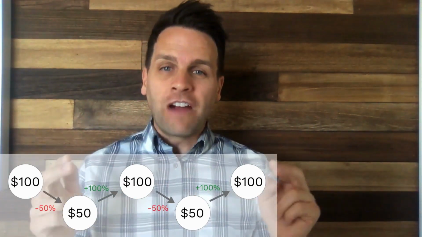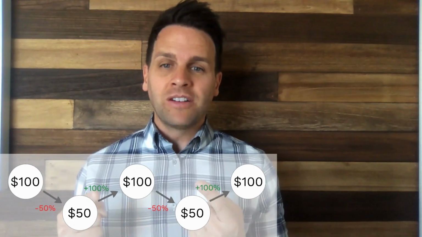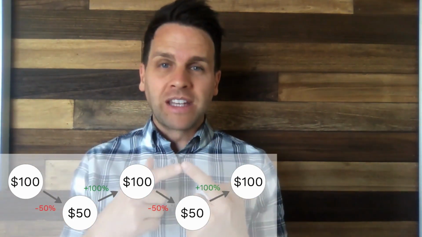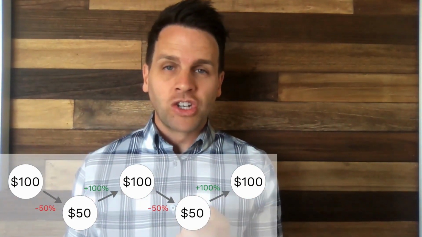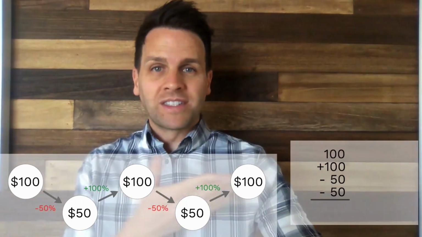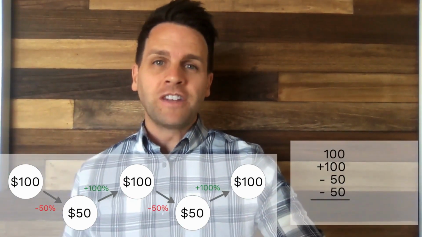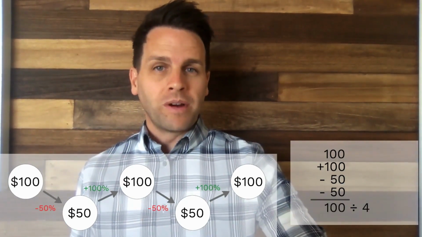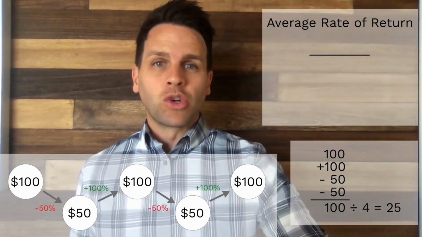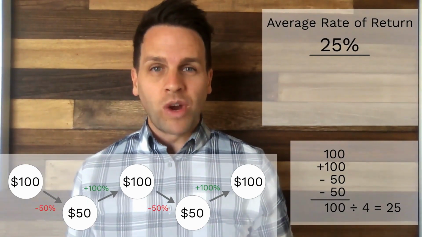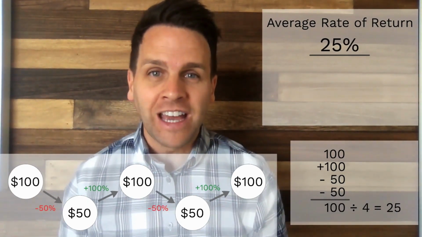So to find our average return, we have to take the plus years and the negative years, add them together and divide by the period of time that it took, and that's going to give us our average. So in this scenario, we had 2 positive years of 100 and 2 negative years of 50 over the four periods of time. That equals a 25% average rate of return, and that's what your advisor can tell you.